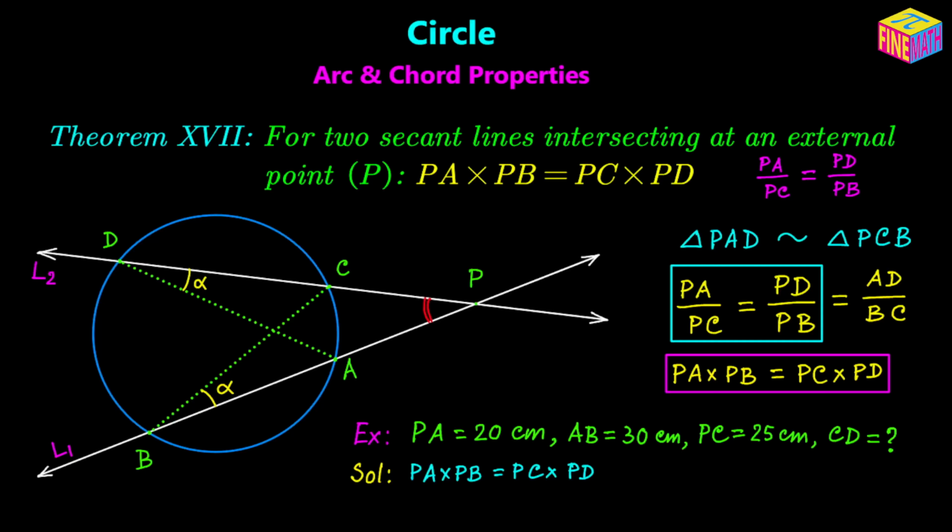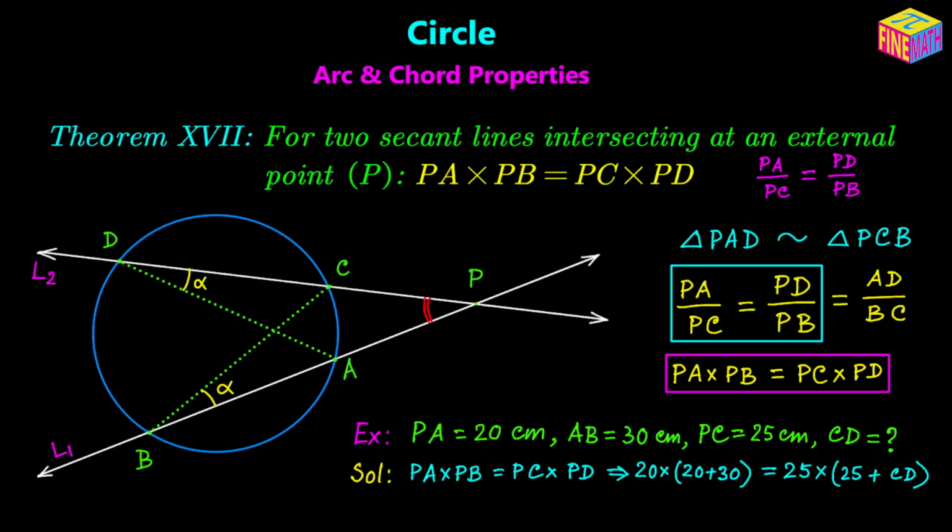And what is PB? Well, PB will be a little tricky. We have to treat PB as PA plus AB. So then we can say that 20 times 20 plus 30, because PA has been provided as 20 cm and AB has been provided as 30 cm. So PA times PB will be 20 times 20 plus 30. And similarly, what is PC? Well, PC has been provided as 25 cm. So then PC times PD will be 25 times 25 plus CD, because PD is actually PC plus CD.